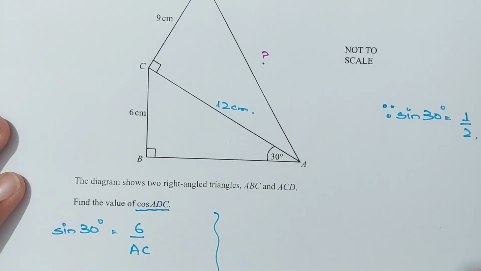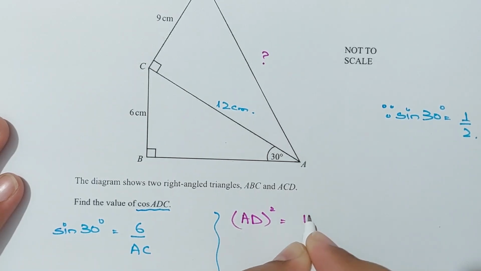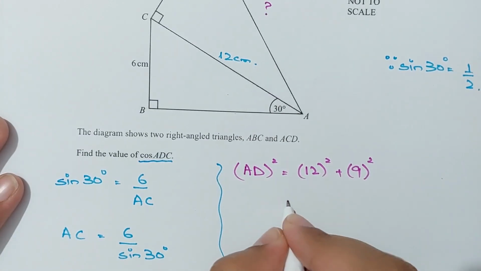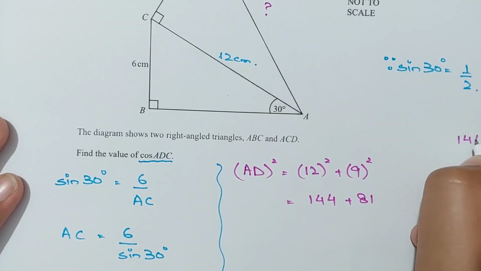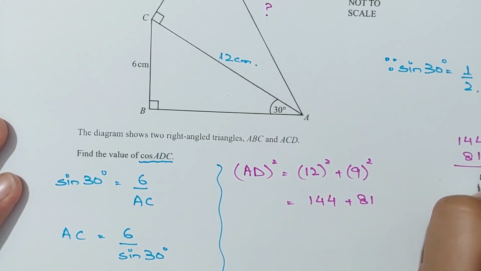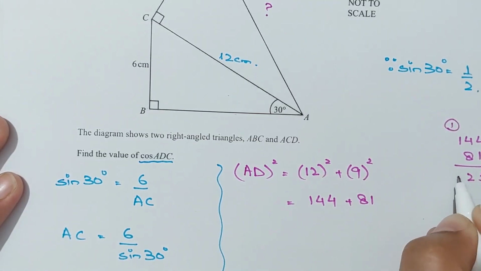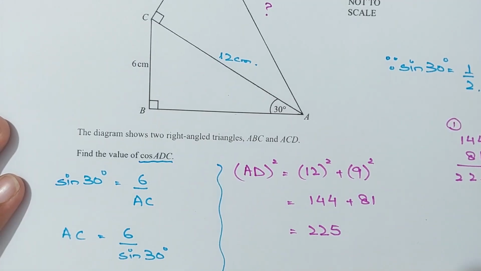For this right angle triangle, AD is the hypotenuse, so the other sides are 12 and 9. Take the squares and do the square root. 12 squared is 144 and 9 squared is 9 times 9, which is 81. 144 and 81 add up to 225. So the simplified answer is root 225, and from here AD is root 225.